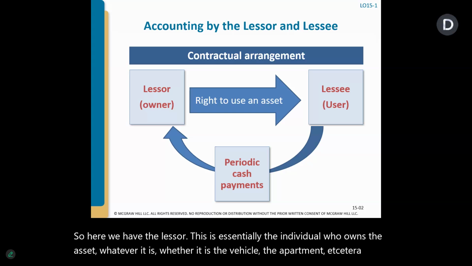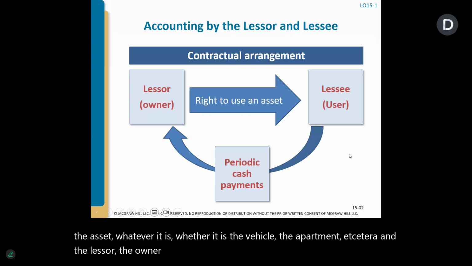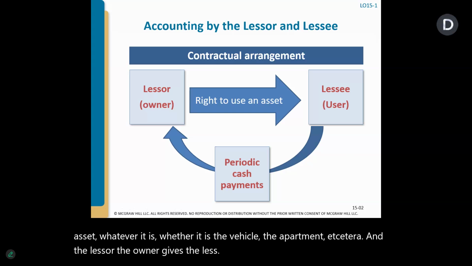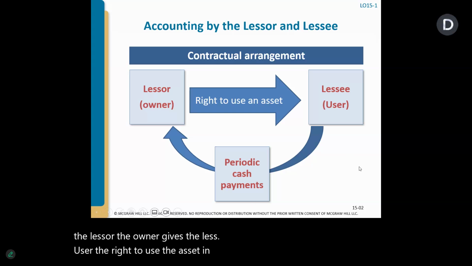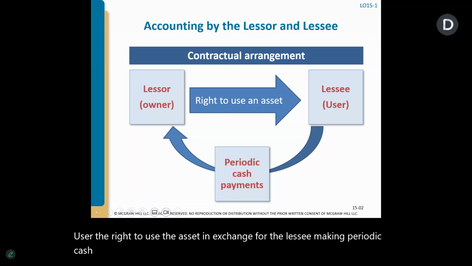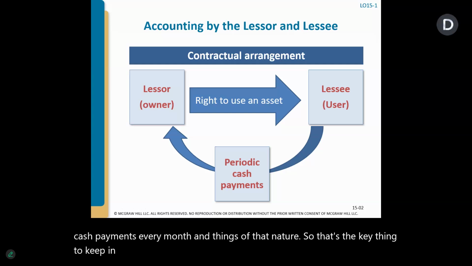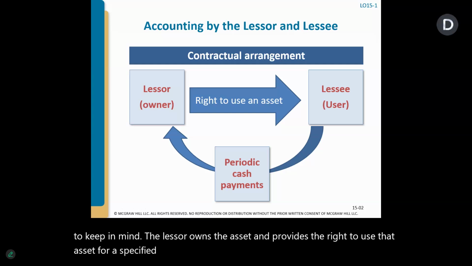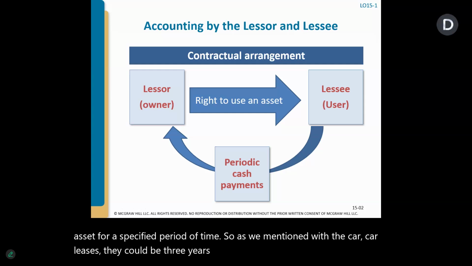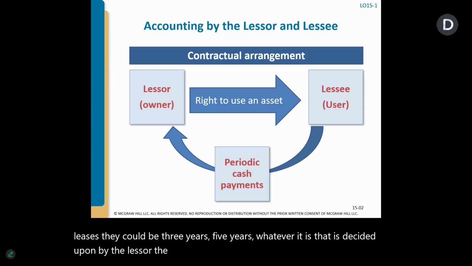And the lessor, the owner, gives the lessee, the user, the right to use the asset in exchange for the lessee making periodic cash payments every month and things of that nature. So that's the key thing to keep in mind. The lessor owns the asset and provides the right to use that asset for a specified period of time. So as we mentioned with the car leases, they could be 3 years, 5 years, whatever it is that is decided upon by the lessor, the owner, and the lessee, the user.